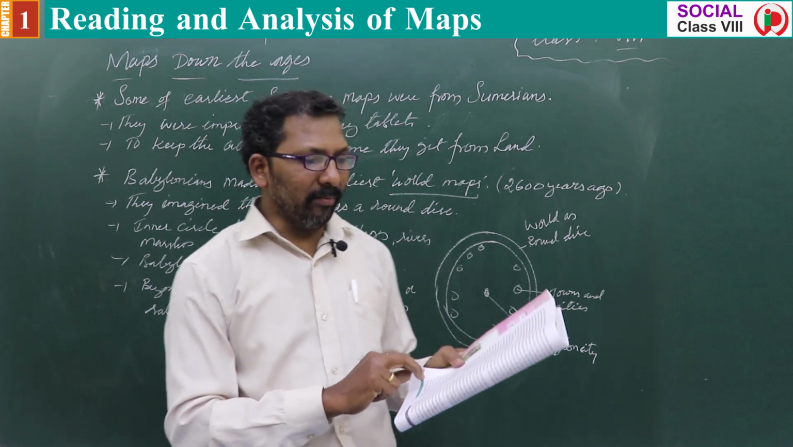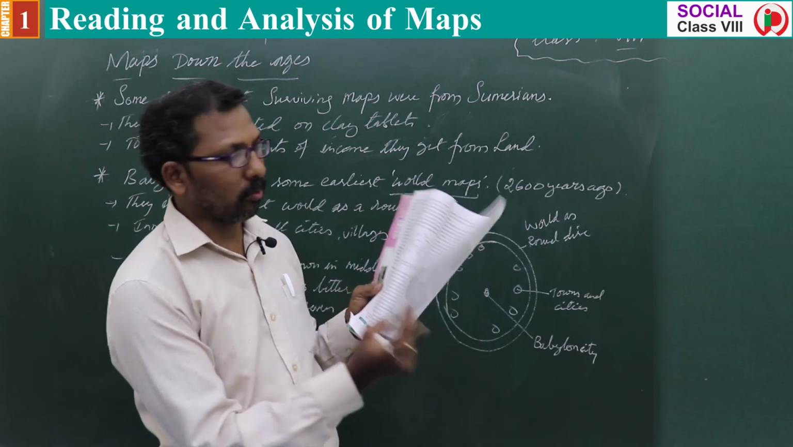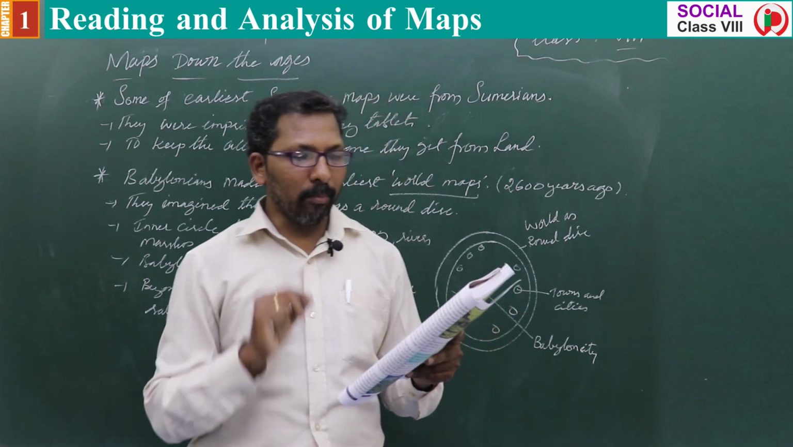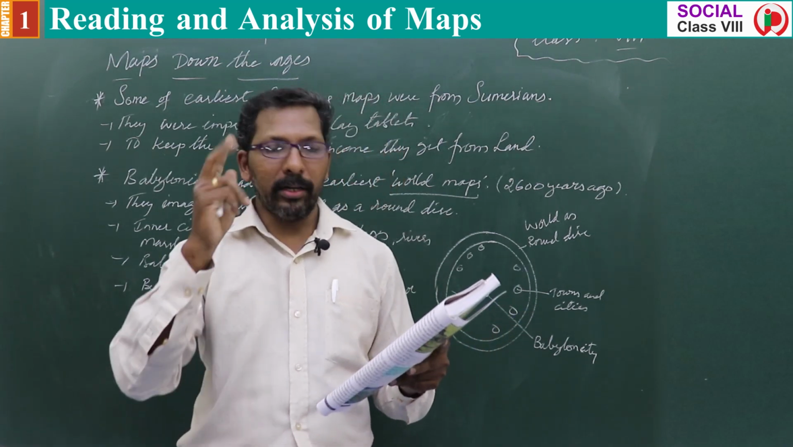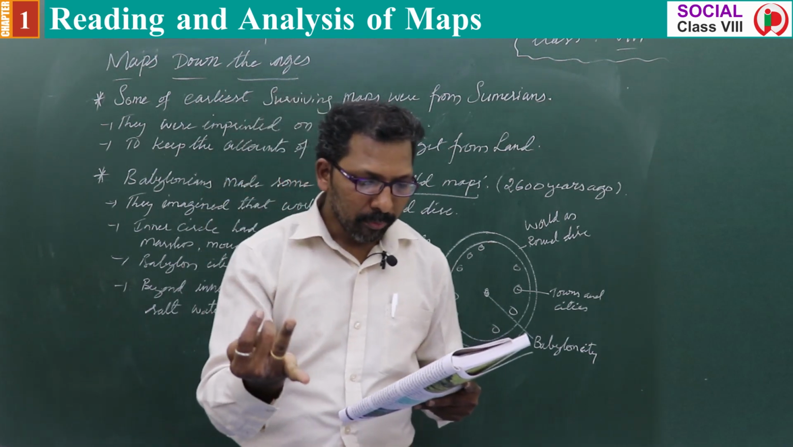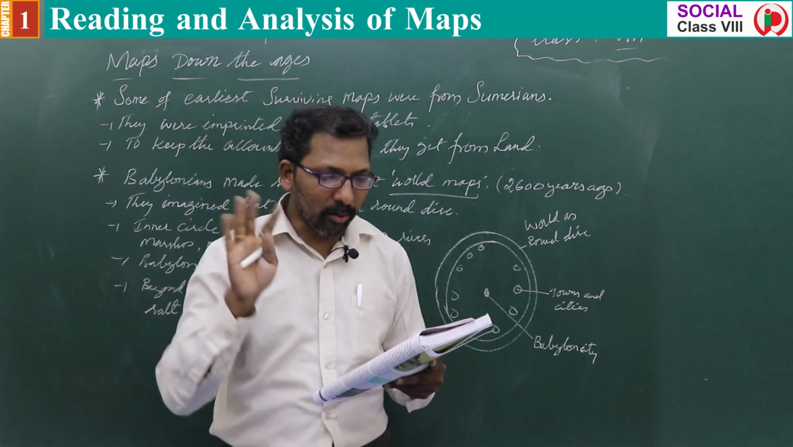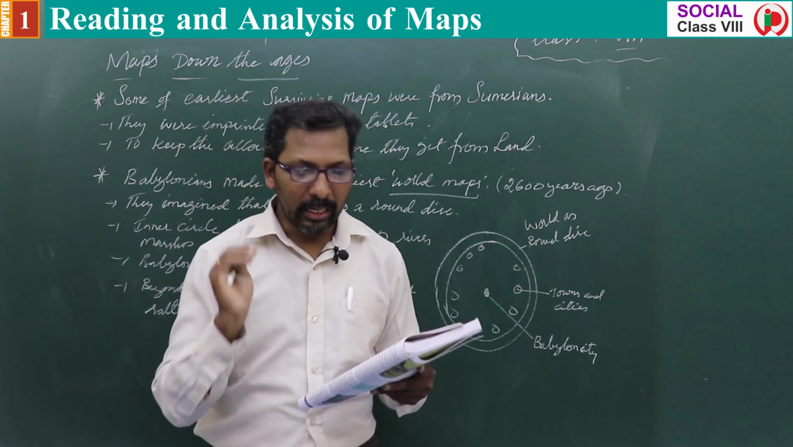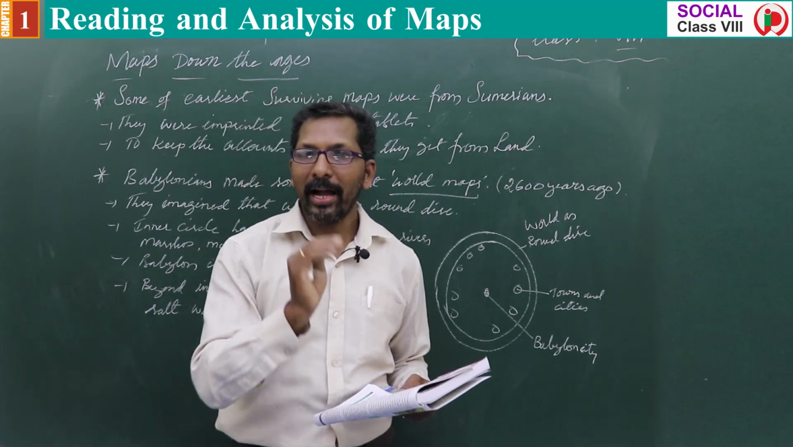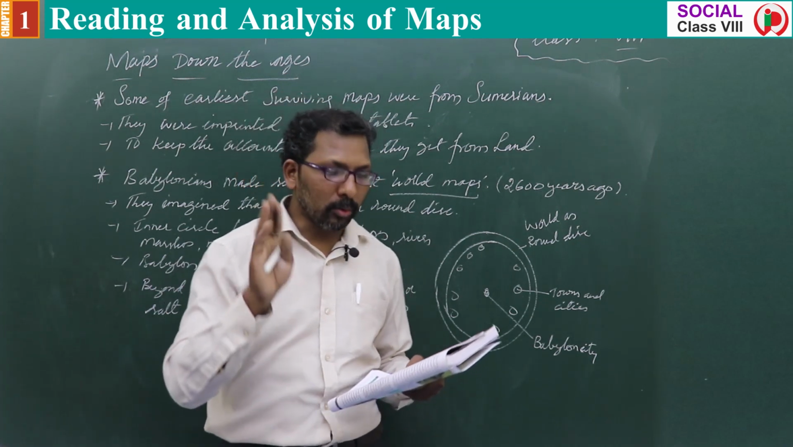As we can see in the previous map, the Greeks placed Greece in the middle of the map. They also divided the world into three continents: Libya, Europe, and Asia. Where is Libya? In Africa. Today also Libya is in Africa. So they divided the world into three continents.